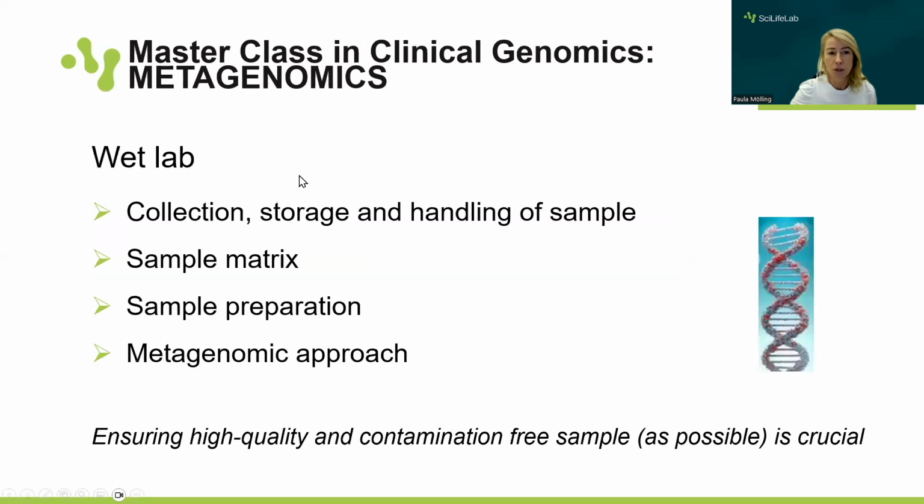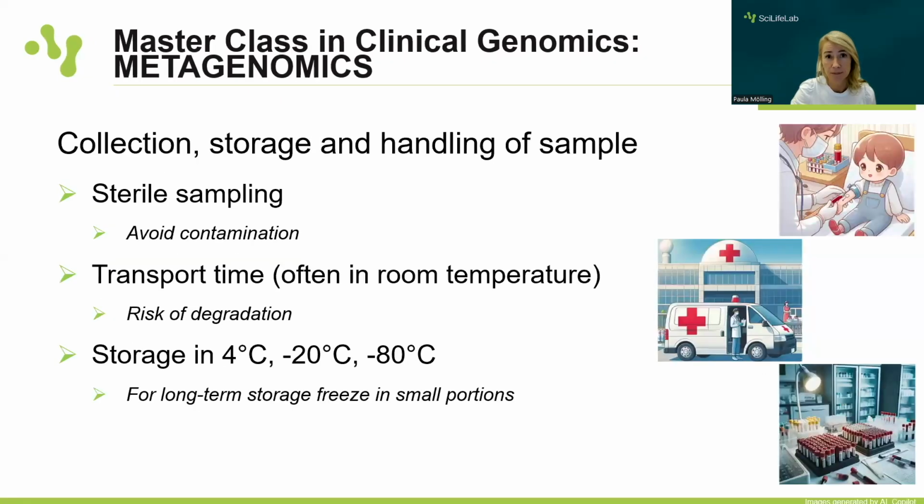And to start with, we go for the wet lab procedure. That is really important. Here we have to take into account the collection, storage, and handling of the sample, what kind of sample matrix, what kind of sample material will be used to answer the clinical questions, and the sample preparation, and also the metagenomic approach, if you will go for a targeted or untargeted approach where you sequence everything in the sample. And these are really crucial steps to ensure as high quality and contamination-free a sample as possible.